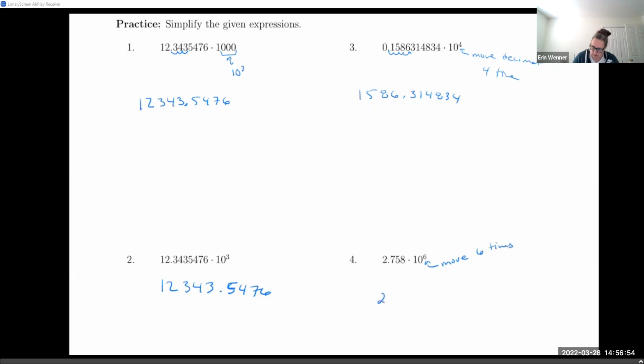But we only have 3 numbers here, right? So we have to keep moving it. So you can see if I just move it 3 more times, I'm moving it in thin air. We've got to have something there. And so we're going to add zeros. So we end up with 2,758,000 as our final answer.